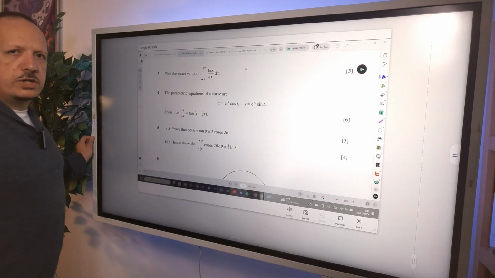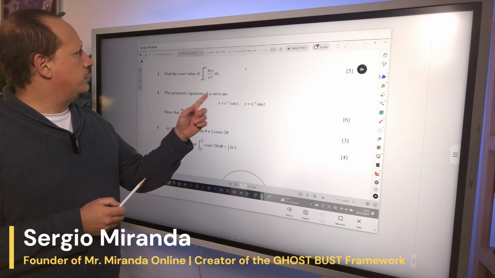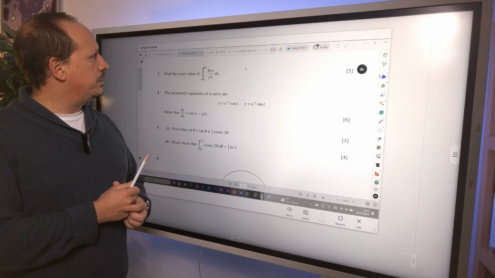Let's now solve a few exam questions about parametric differentiation. The first of which is this one. It's from winter 2013, question paper 31.